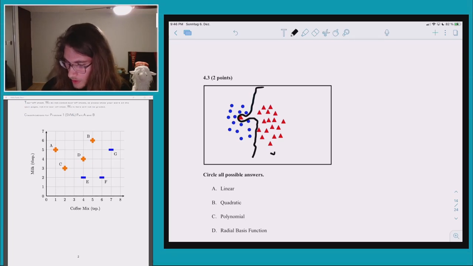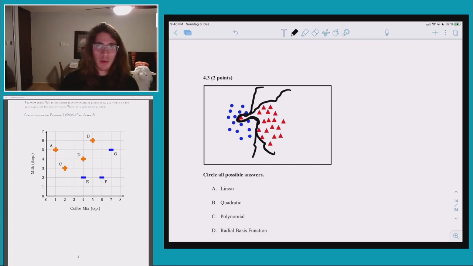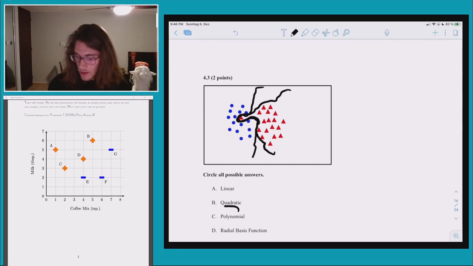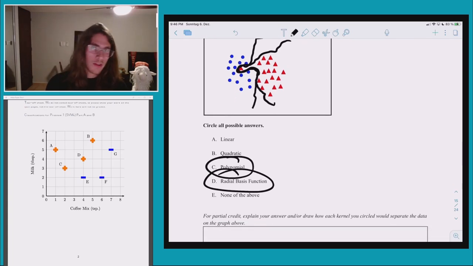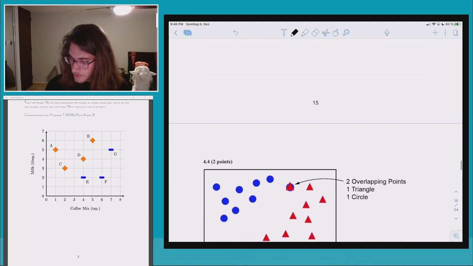Or it can do something like this. So a very high degree polynomial kernel can separate this data. And the radial basis function can as well, just because if a polynomial can do it, so can a radial basis function.